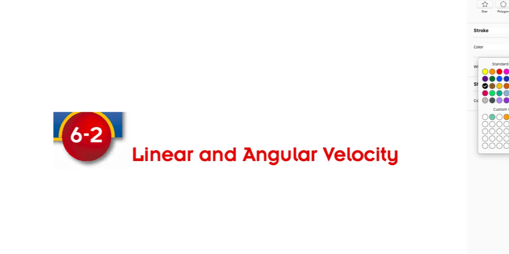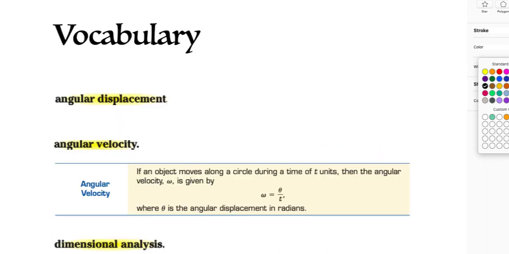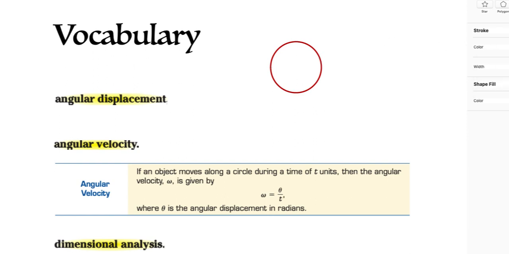Hi, pre-calculus. We are looking at section 6.2, and we're going to be talking about linear and angular velocity. Our first vocabulary term is angular displacement, and angular displacement really refers to the idea of traveling along a circle. Let me get a circle up here real quick. Traveling along a circle.